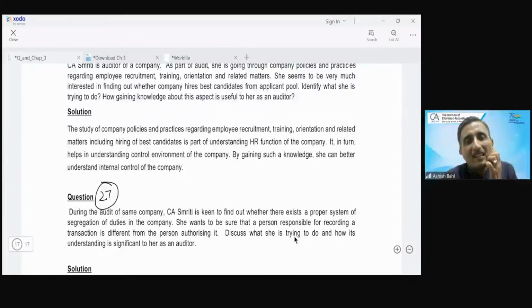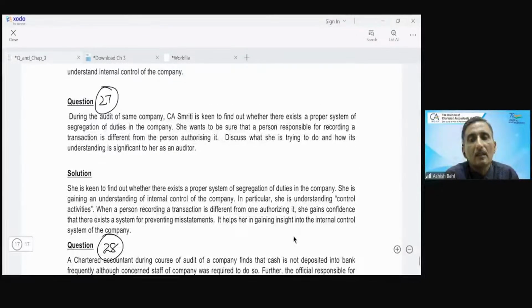Now, the auditor is just trying to verify whether there exists a proper system of segregation of duties. So, therefore, she is studying the internal control system of the company. Within the internal control, she is again studying the component of control activities. We have just learned that segregation of duty is a part of the component of control activities. And obviously it is helping her, because if the system is operating well, she knows that the control is operating effectively and is capable of preventing misstatements.